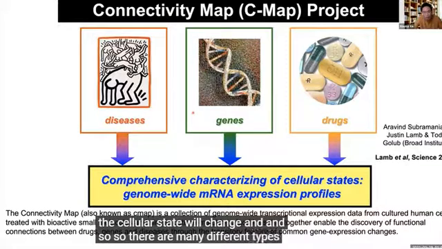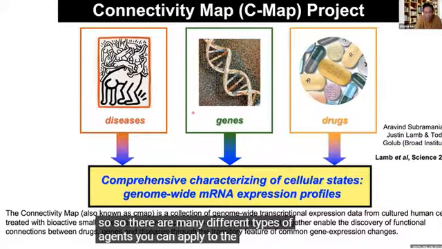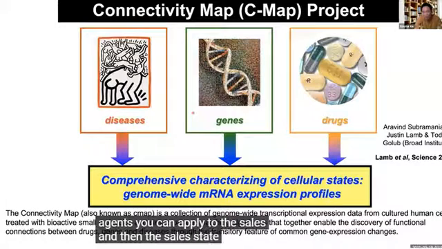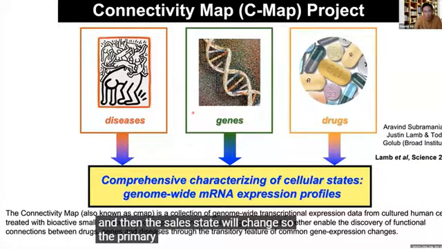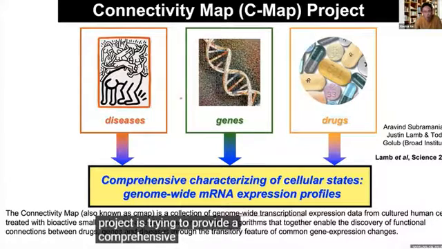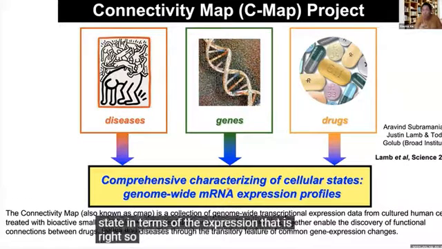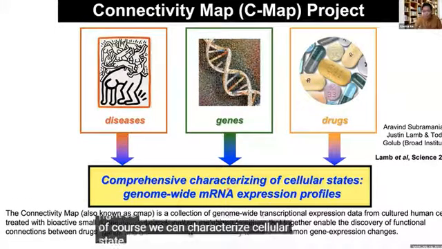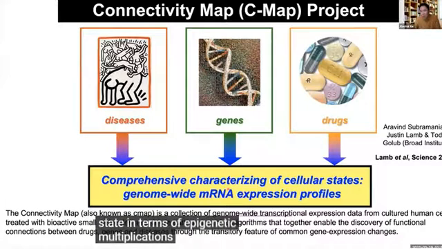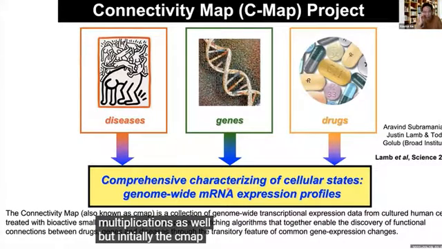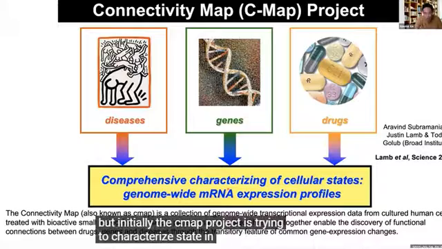So there are many different types of agents you can apply to the cells, and then the cell state will change. The primary goal of the Connectivity Map project is to provide a comprehensive characterization of the cellular state in terms of expression values. Of course, we can characterize cellular state in terms of epigenetic modifications as well, but initially the CMAP project is trying to characterize state in terms of RNA expression values.